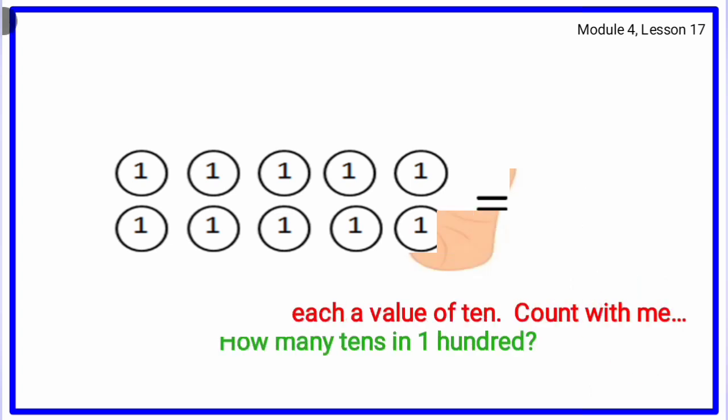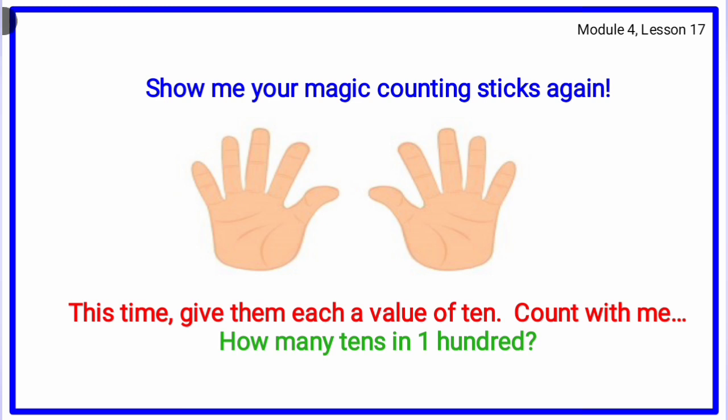All right. Now let's do it again by giving it the value of 10. Now I want to give my fingers the value of 10. Can you count with me? Okay. So we go 10, 20, 30, 40, 50, 60, 70, 80, 90, and 100. Now, how many tens make 100?